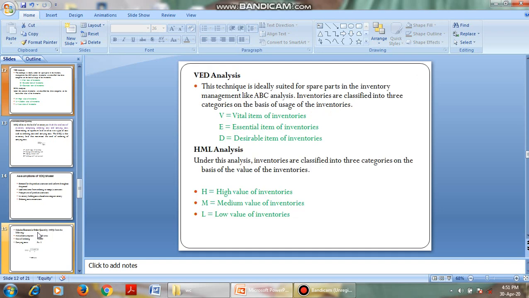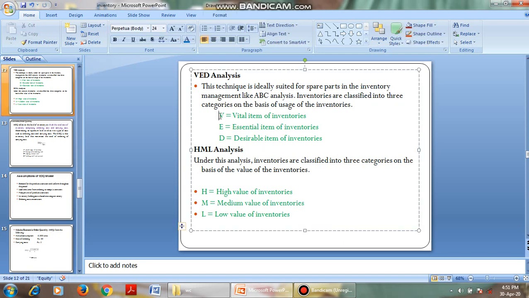Okay, next one is VED analysis. This technique is ideally suited for spare parts in the inventory. It is also just like our ABC analysis. It categorizes inventory into V, vital items, that is very important: without this inventory, the production will not continue. Then E refers to essential, that is, it is needed. Okay. Then D is desirable. Desirable means if it is in the organization, if it is in the production, it may be helpful.